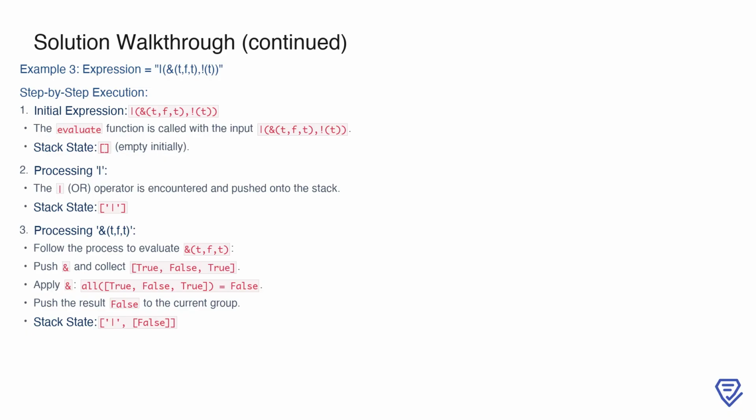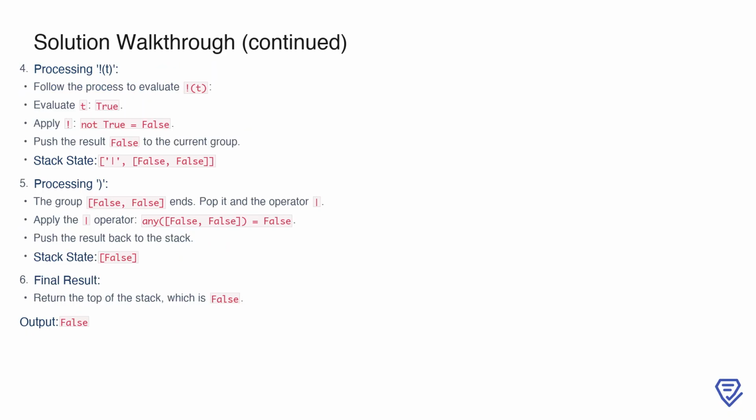Next, we process the sub-expression &(t,f,t). To evaluate this, the AND operator is pushed onto the stack, and the values t, f, and t are collected into a group as true, false, true. Applying the AND operator to this group means evaluating all of true, false, true, which results in false. This result is then added to the current group at the top of the stack, so the stack now contains false. Following that, we evaluate the sub-expression !(t).